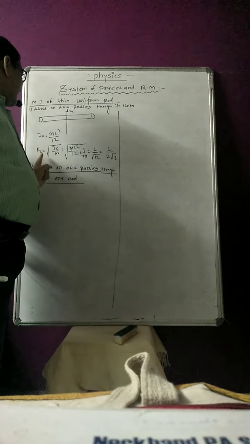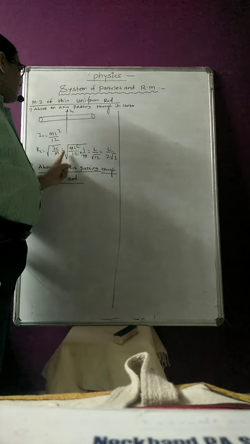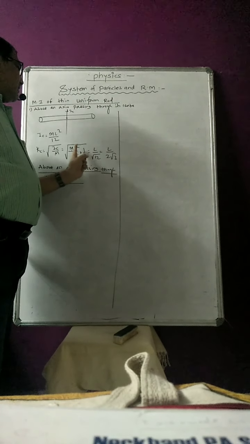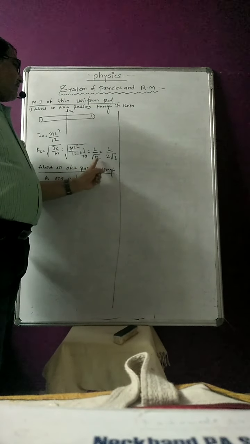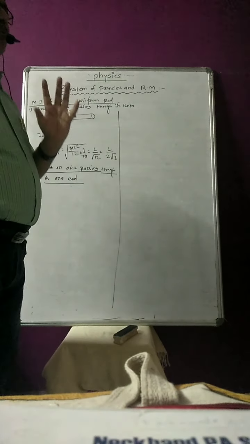If I want to find the radius of gyration, the formula becomes K_C is equal to under root of I_C by M, or ML square by 12 times 1 upon M. M gets cancelled, so under root of L square is L and square root of 12, or L upon 2 root 3. So that is the last point which we learned.